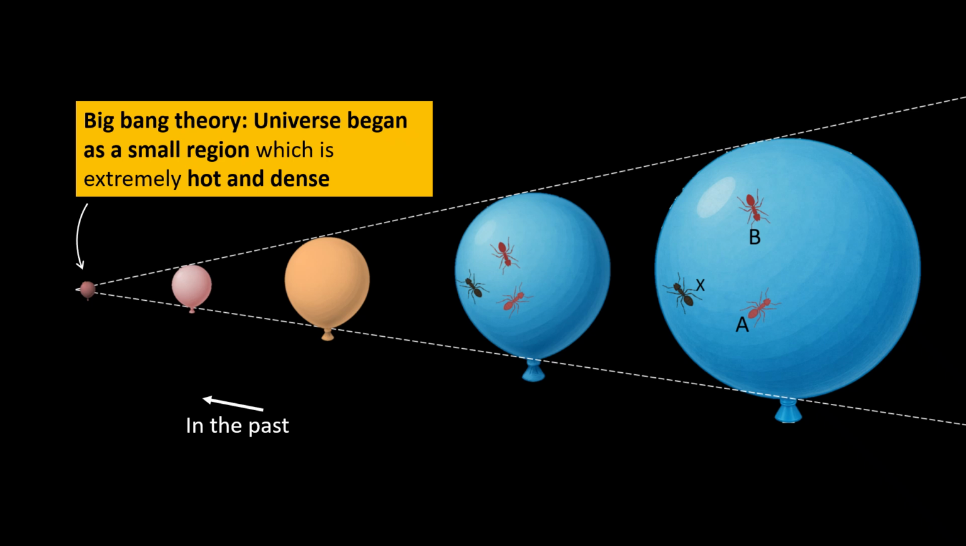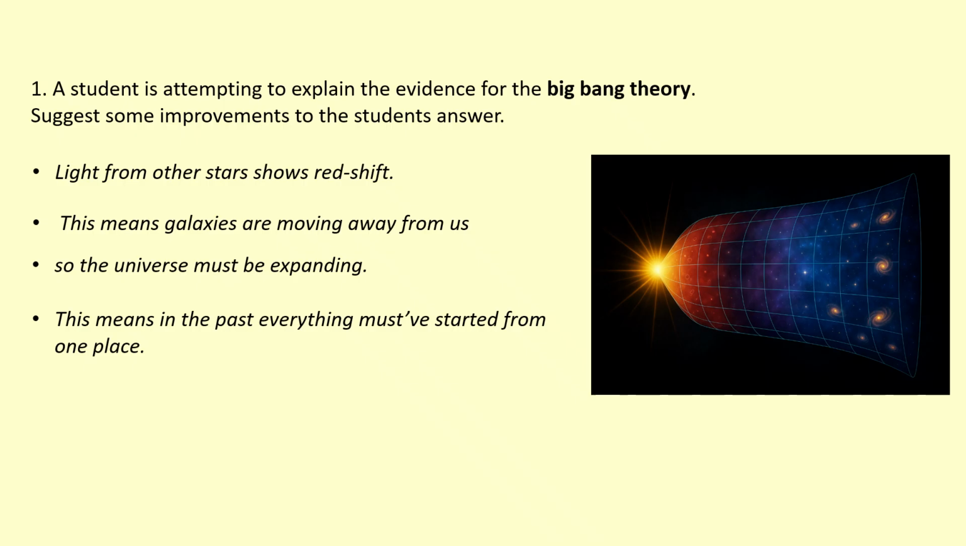So the Big Bang is how the universe began, we believe. It started in a small region which is very hot and dense. And the fact that it's still expanding right now is evidence that it started off with a Big Bang. That in the past it was small and in a hot, dense region. In this example, a student is attempting to explain the evidence for the Big Bang theory. We need to suggest some improvements for the student's answer.